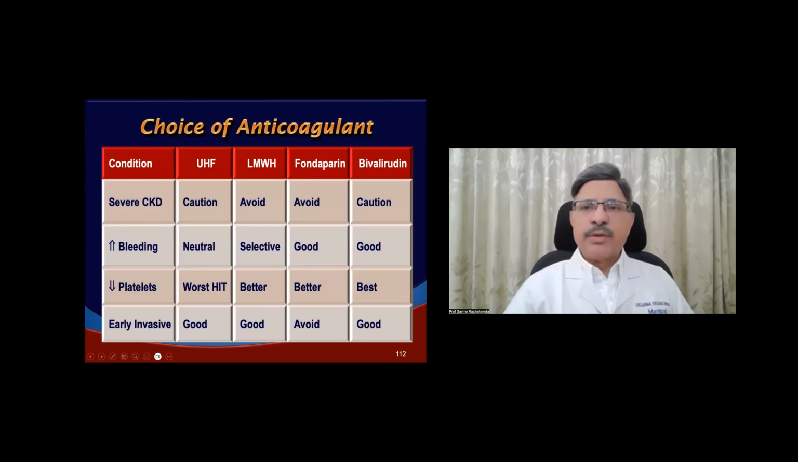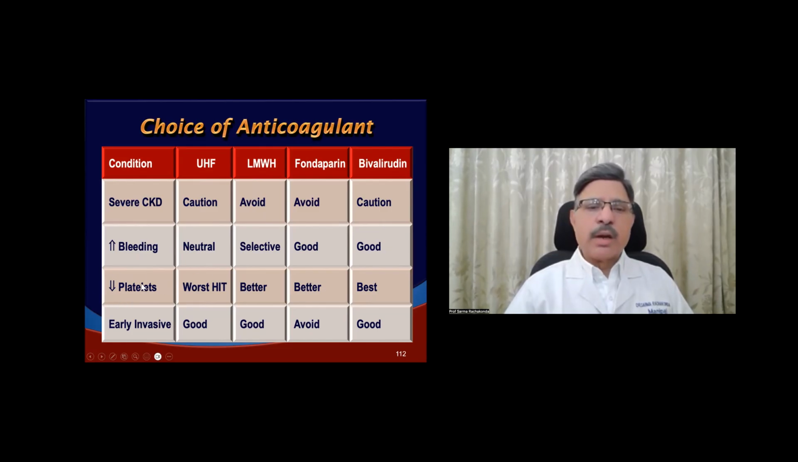Now, which anticoagulant should I choose? Unfractionated heparin, low molecular weight heparin, fondaparinux, and then bivalirudin. If severe CKD is there, use caution here. Avoid LMWH and fondaparinux, and use bivalirudin with caution. So UFH and bivalirudin can be given with caution. LMWH and fondaparinux should not be given in a patient with severe CKD. There is increased bleeding. If there is an increased risk of bleeding, better give fondaparinux or bivalirudin.